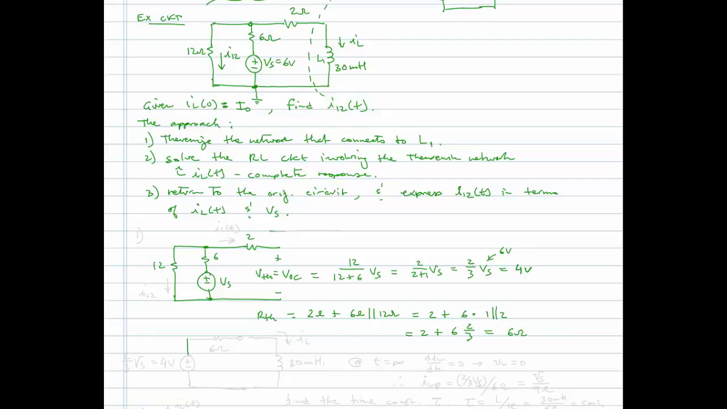So now we have our Thevenin network. It's going to be a 4-volt source, or I should say more generally 2/3 Vs, and a 6 ohm resistor. Okay? So that was one. Now we're going to connect our inductor back in here. Okay, so we'll connect the inductor, and we're going to solve for IL.